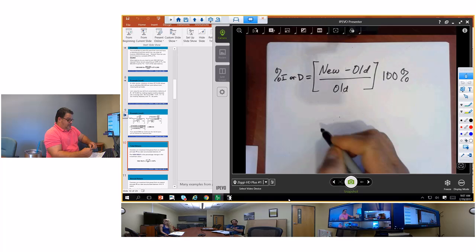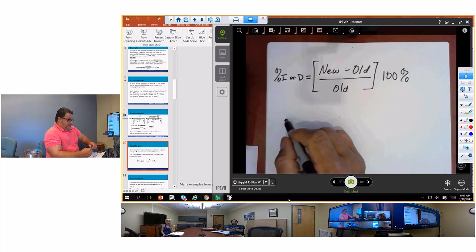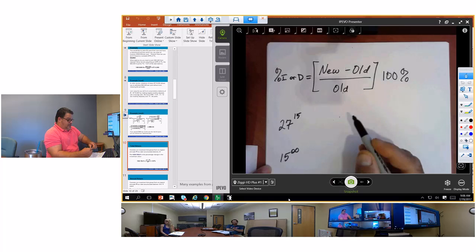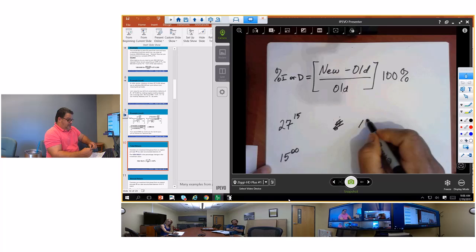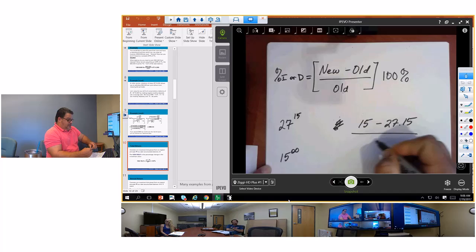So say you got a shirt that was on sale, was regularly $27.15, and you paid $15 for that shirt. Okay? So what is the percentage decrease? Well, that'd be 15 minus 27.15, divided by 27.15, multiplied by 100.